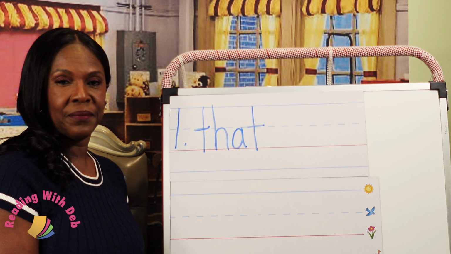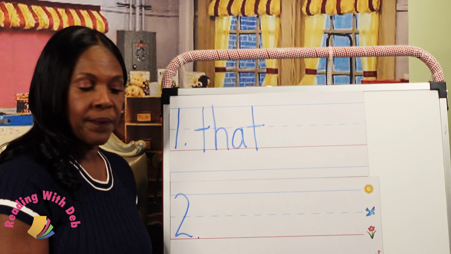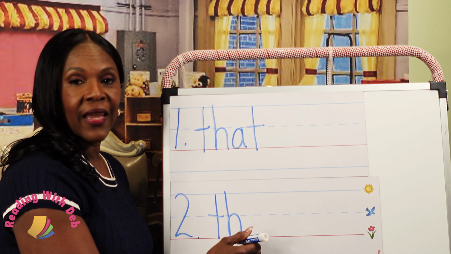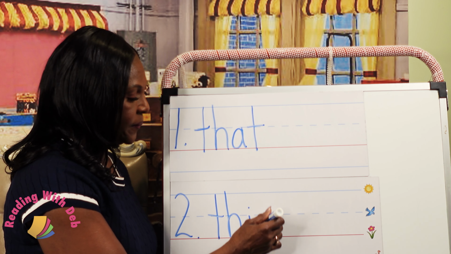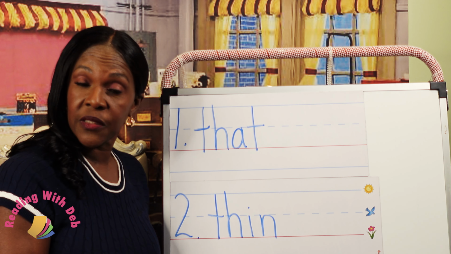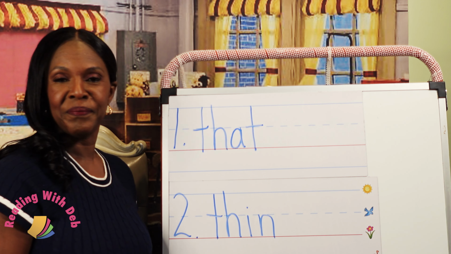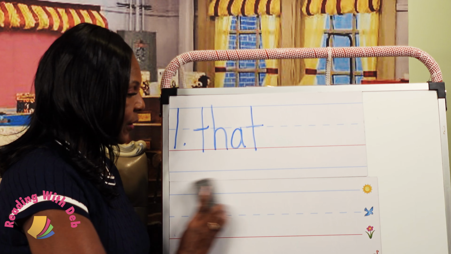Number 2. The word is thin. Thin. I hear that's TH. I. Thin. N. How do we spell thin? THIN. Thin. Let's move on to numbers 3 and 4.